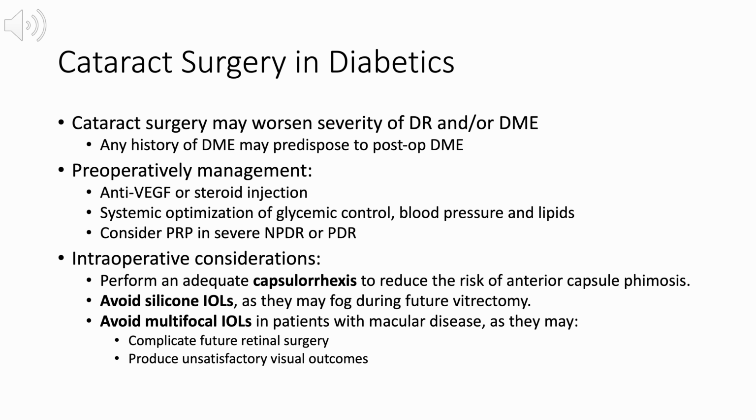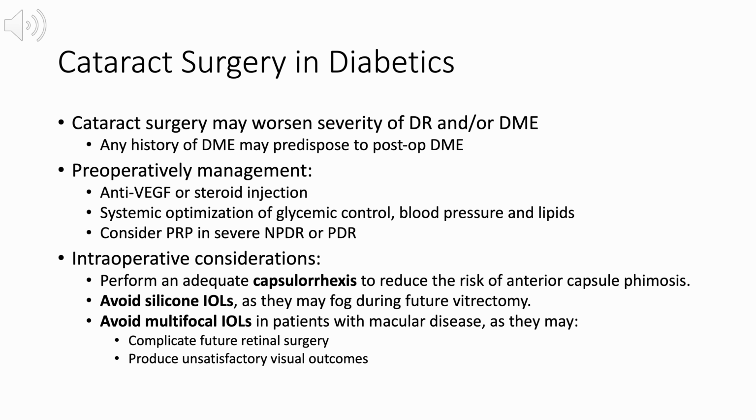Systemic optimization of glycemic control, blood pressure, and lipids should be pursued, the same three systemic pillars we established at the beginning of this lecture, and PRP should be considered in patients with severe NPDR or proliferative disease in order to address the proliferative drive before the eye is subjected to surgical stress. There are also three important intraoperative considerations. First, perform an adequate capsulorhexis to reduce the risk of anterior capsule phimosis. Second, avoid silicone intraocular lenses because they may fog during a future vitrectomy.